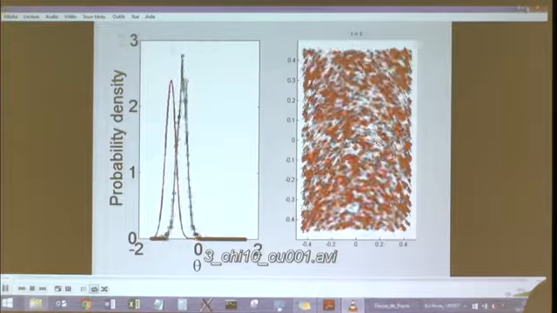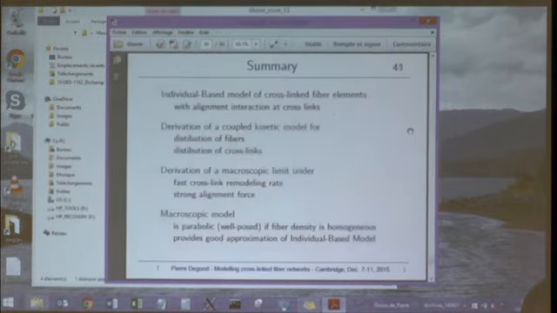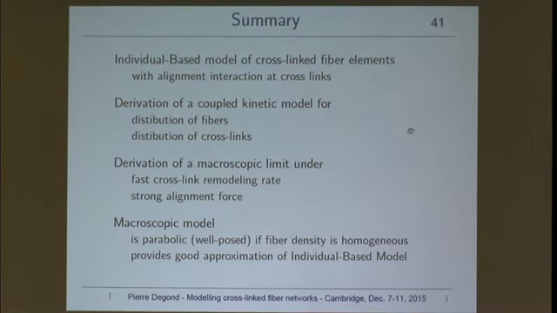Let me just give a few very short conclusions. So we have derived the hierarchy of individual-based, kinetic and macroscopic models for crosslinked fibers with alignment interaction at the crosslinks. Here for the kinetic model we have two distributions, that of the fibers and that of the crosslinks, which are coupled, but the system is closed. We have the macroscopic model under fast crosslinking remodeling rate and strong alignment force assumptions. Again, that can probably be relaxed. The macroscopic model is well posed and it provides a good approximation of the individual-based model under certain assumptions.